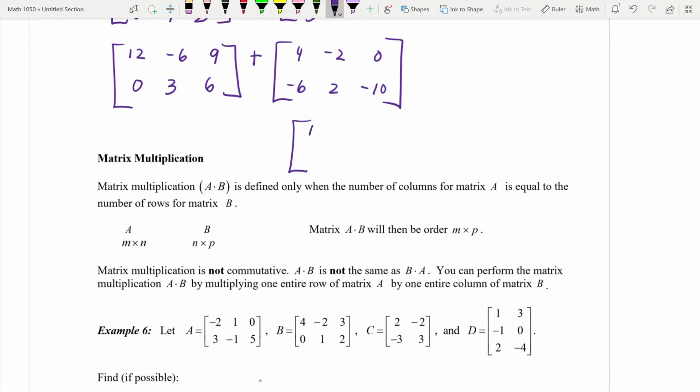So 12 plus 4 is 16. A negative 6 and a negative 2 is a negative 8. 9 and 0 is a 9. 0 and negative 6 is a negative 6. 3 plus 2 is 5. 6 minus 4 is a negative 10. And that's my answer.